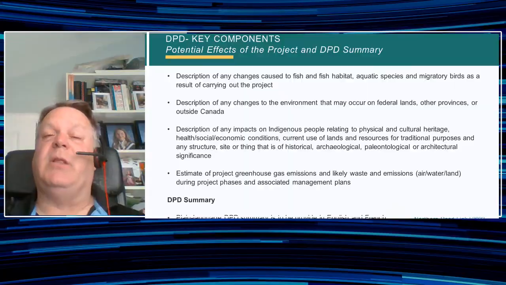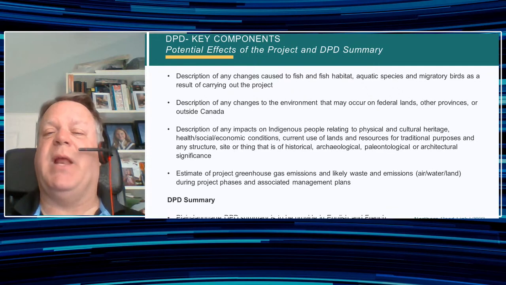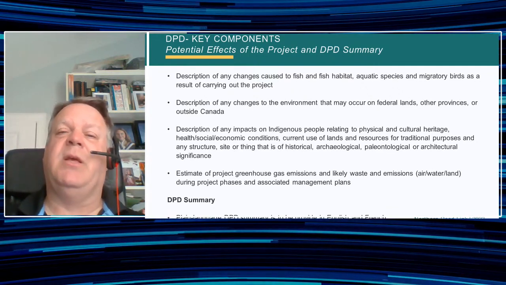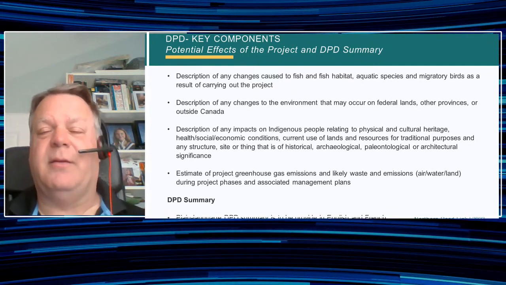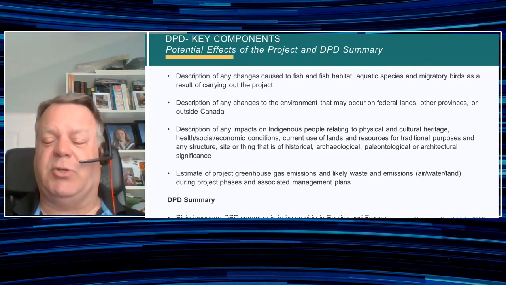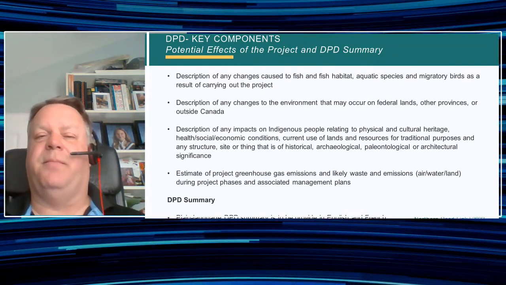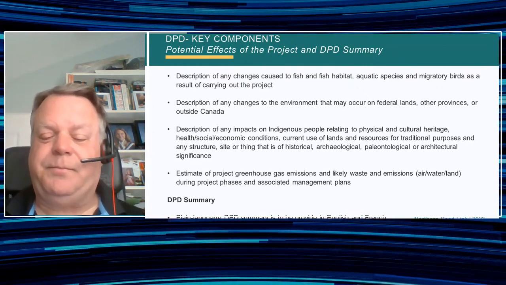So there's a lot of information that goes into a detailed project description, as you can tell. It is not a small document, but it has to be thorough. It has to be comprehensive. It has to provide enough information so that IAC, the Impact Assessment Agency of Canada, can make an informed decision about the project as to whether it should go ahead and be permitted.